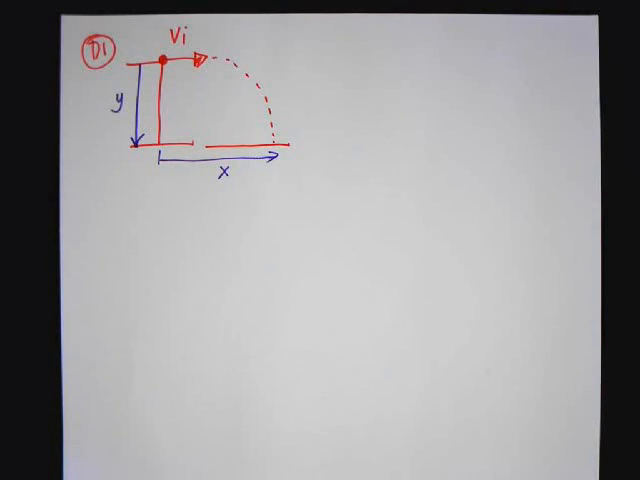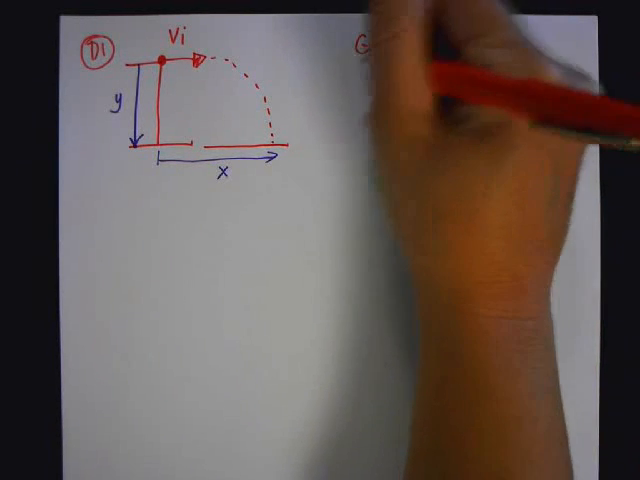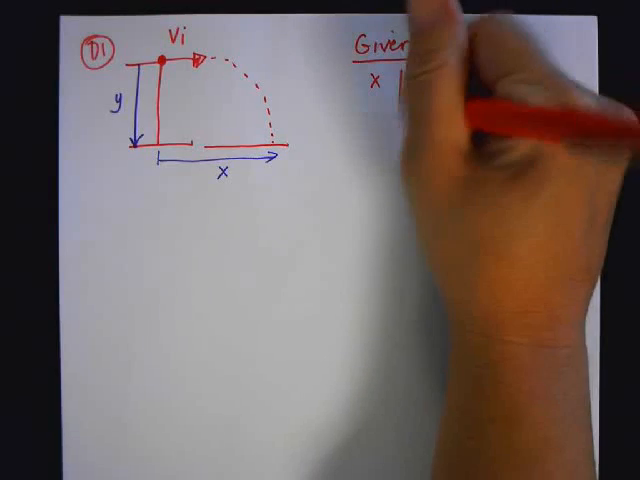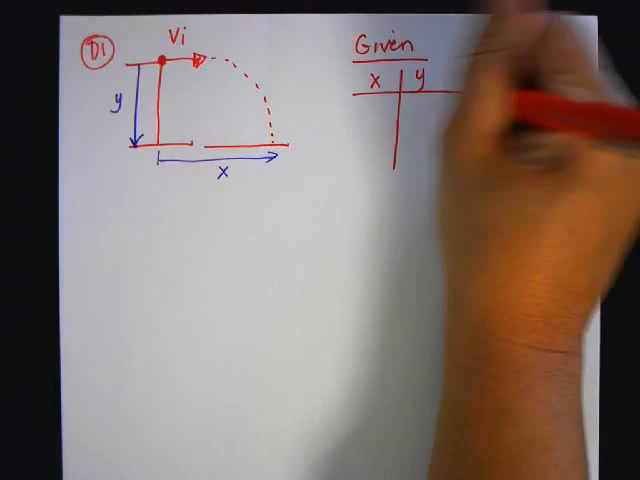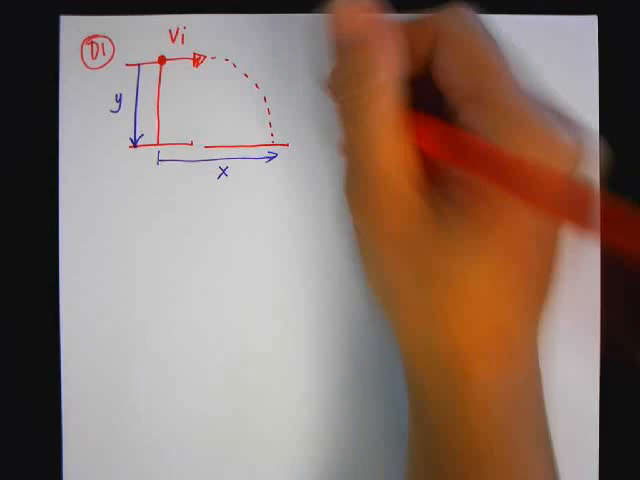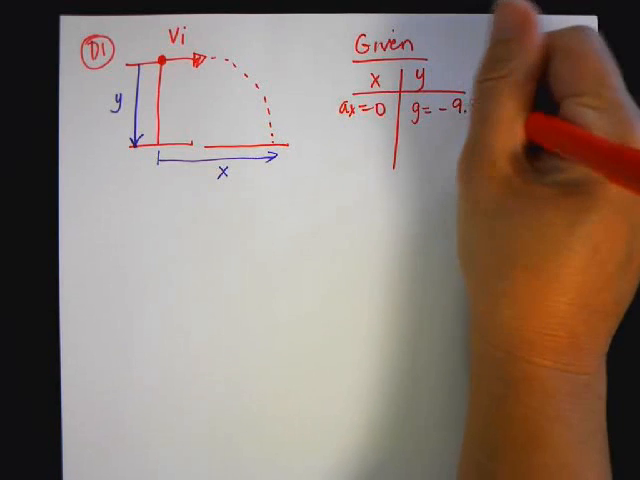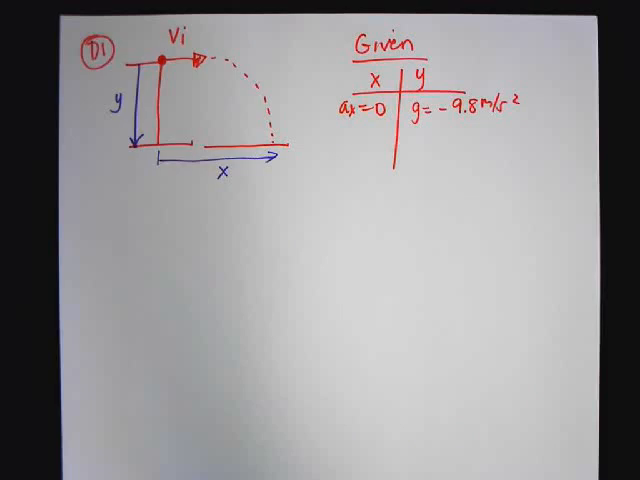So this one is a little bit different than what we did before, but we're not going to do anything different. I'm going to write my given, and I'm going to have two columns, my x and my y given. The first thing I'm going to do is say that ax is 0 and g is equal to negative 9.8 meters per second squared, because in every single problem I do for any type of projectile, I'm always going to write that first for my given. I'm not going to forget that.